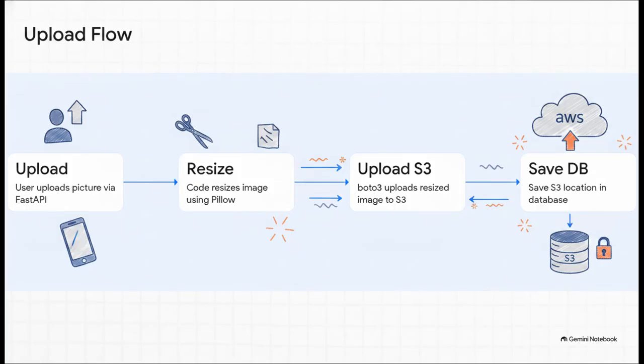Let's tie this entire explainer together with the concepts we've already mastered. Imagine you're building a professional app where users upload profile pictures. Here's the flow. Step 1, the user uploads their picture via a FastAPI endpoint, which remember we covered in a previous explainer. Step 2, your code uses the Pillow library from our image processing explainer to automatically resize that image. Step 3, your newly learned boto3 skills instantly upload that perfectly resized image right to an S3 bucket. And finally, step 4, you save only that S3 URL into your database. This keeps your database incredibly lightweight and blazing fast. Guys, that is a truly scalable professional architecture right there.